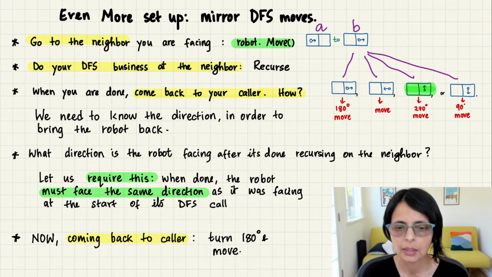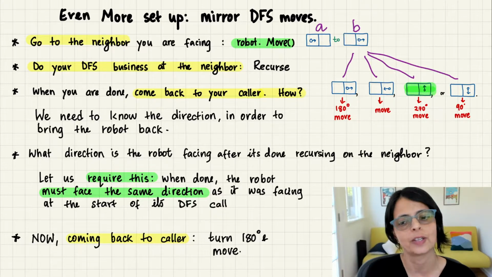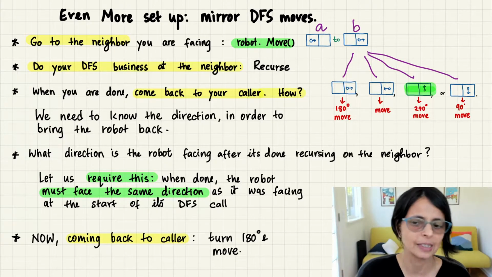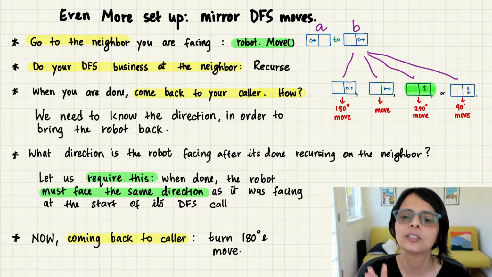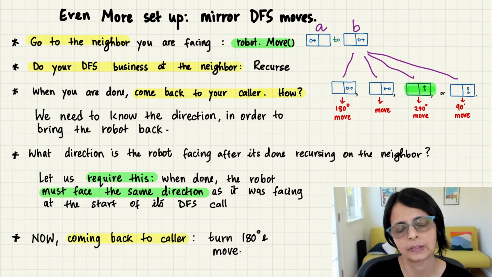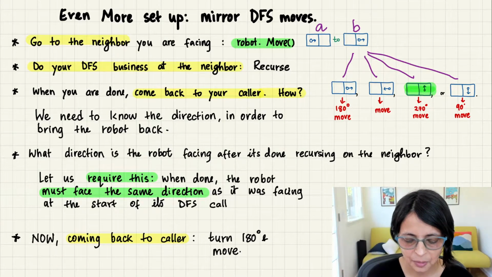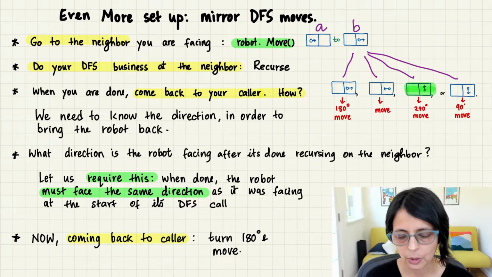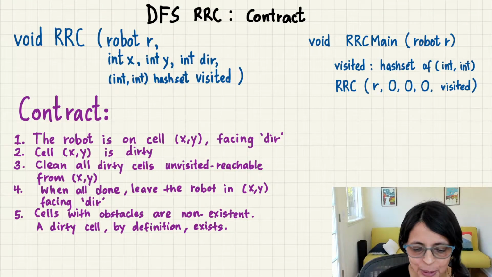So I'm a cell, somebody sent the robot to me, and when they sent it to me, the robot was facing left. When I'm all done doing my DFS business, I must leave the robot exactly as it was before I started, okay? Once we require that, then we can reliably bring it back. How? Turn 180 degrees and move. So there we go. Now we are finally ready to put down the function header and the contract.